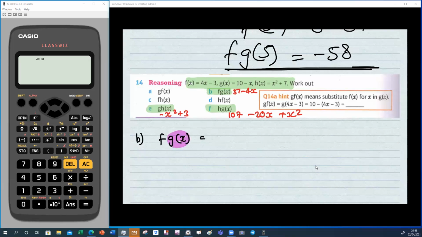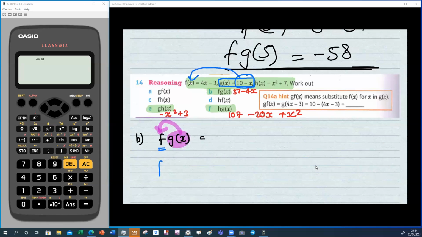Well, they don't want you to do what do they want you to do? They want you to get the g function and substitute it into the f. What is the g function? Yeah, 10 take away x. So the actual function is this part here, 10 minus x. So they want you to get the 10 minus x and put it into what? The f. Into there. That's absolutely right.